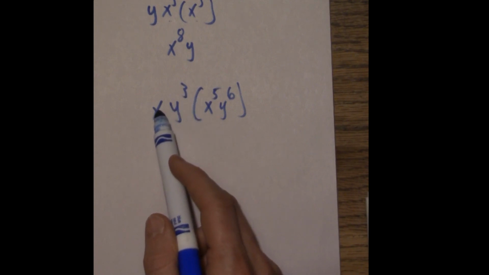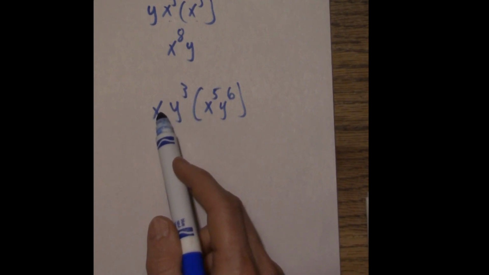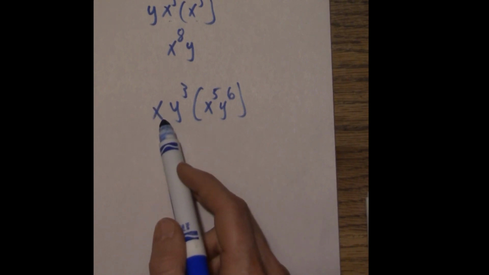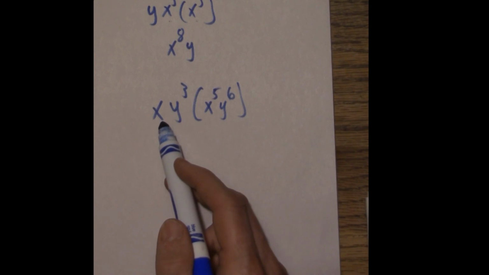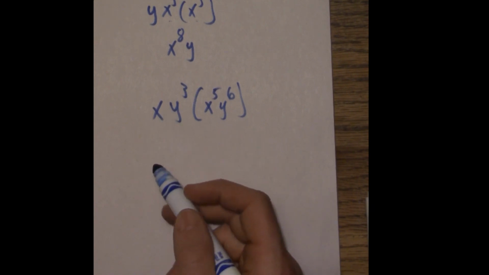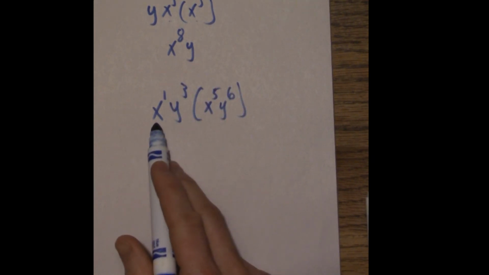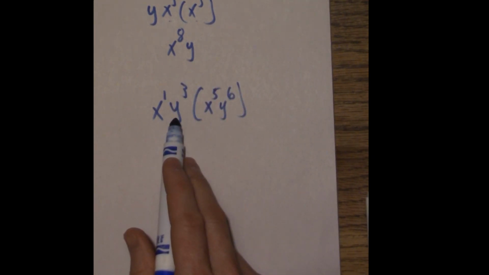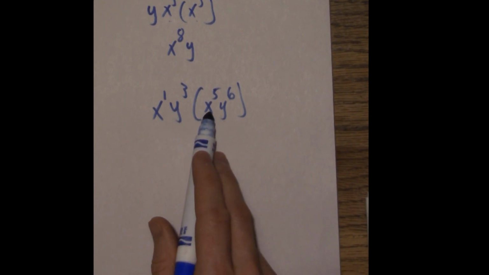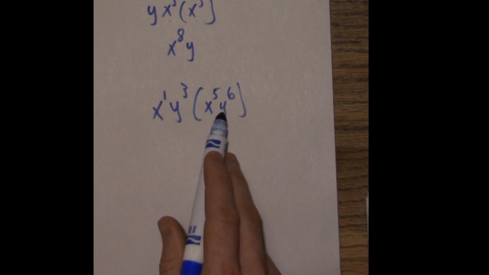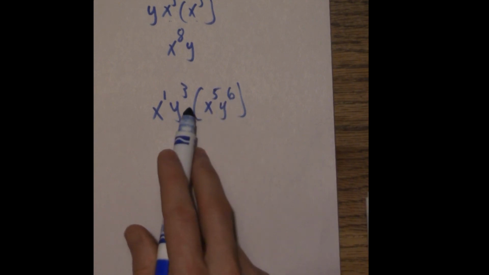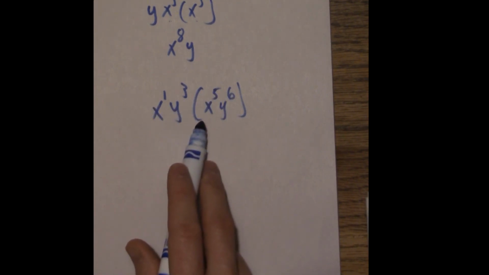And so when you look at the x, you need to think about what that exponent is going to be for the x. Well, if you just have an x hanging out there, how many times is the x repeated? Well, the x is only going to be repeated once. So the exponent of the x is a 1. The exponent of the y here is a 3. And then we can look here and say the exponent of this is a 5, and the exponent of this is a 6.